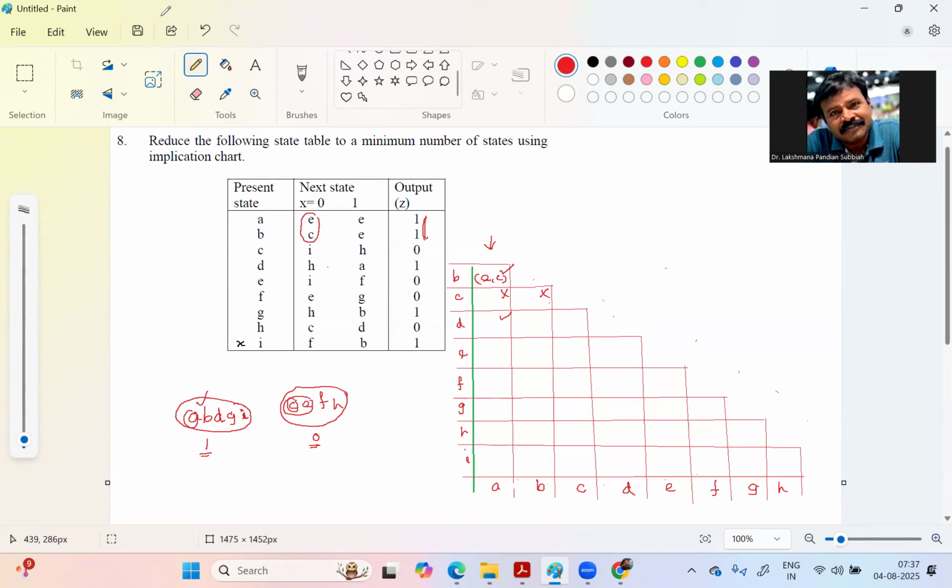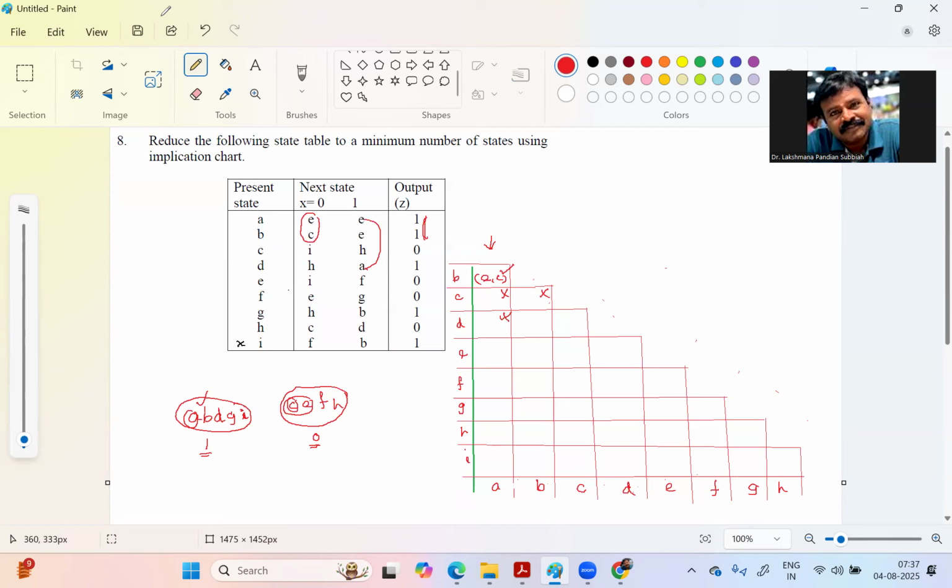AD can be a pair, and we check: for AD the next states are EH, which is the same group, and EA, which is different. So EA is different, and then AD cannot be a pair, because E and A are in different groups.